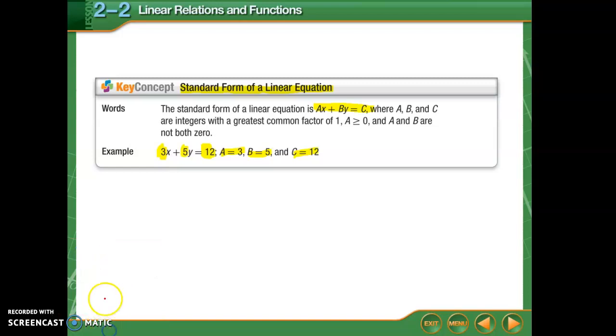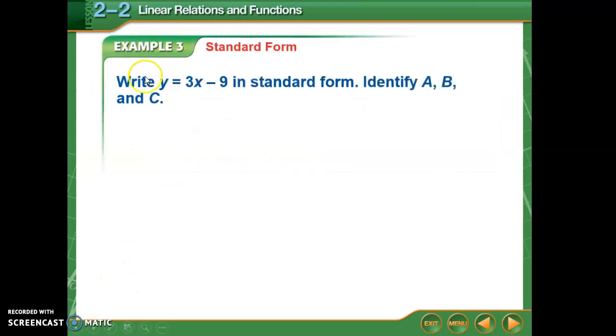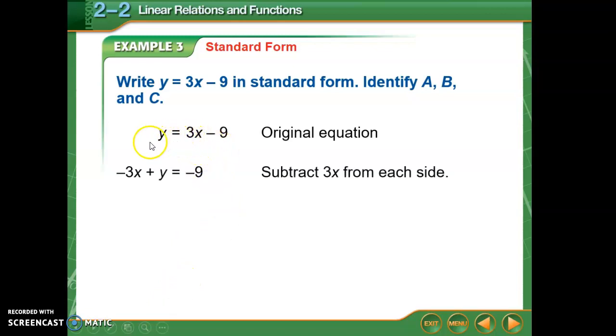Alright, let's apply. Write y equals 3x minus 9 in standard form. Identify your a, your b, and your c. Okay, so you're going to move this 3x to the other side so that your x and y are next to each other. And then 9 will stay alone. Okay, so your first step there, original equation. And then subtract 3x both sides, so you will get 3x plus y equals negative 9.